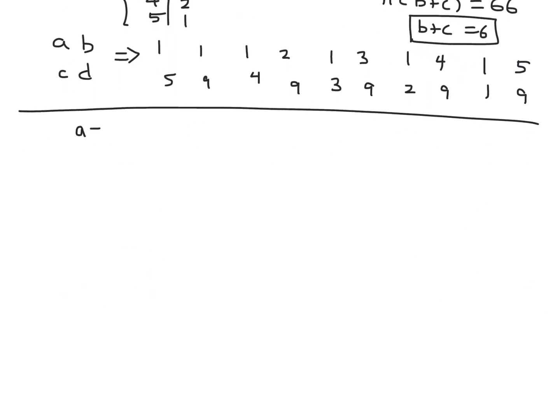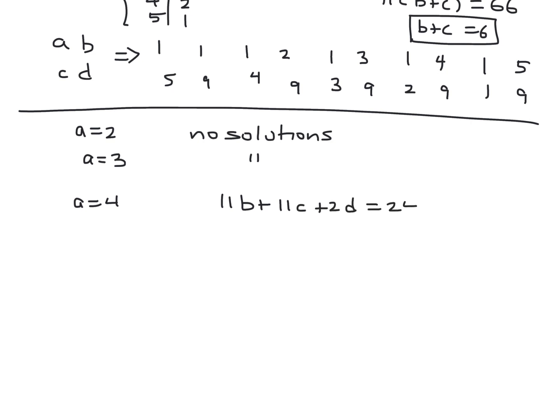Now for A equals 2, I'll let you do that. There's no solutions. For A equals 3, same thing, there's no solutions. A equals 4, we'll go back to that original formula, 11b, 2d. It'll be 24 this time, and the only way this would work is if they're all 1. So this one is easy. This A, B, C, D is just 4, 1, 1, 1.